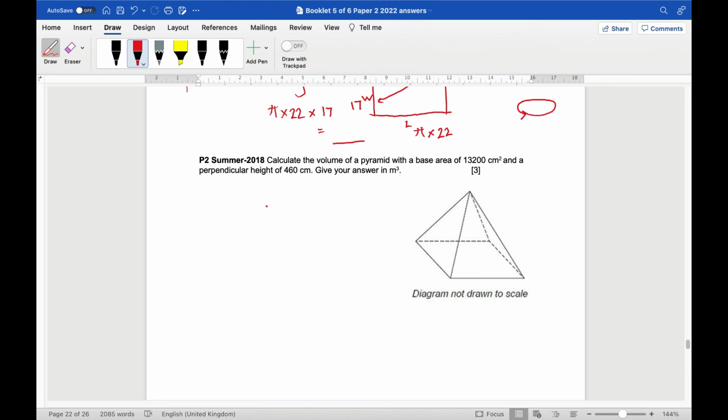We said here, for a cone or a cylinder, the volume is a third times the area of the base times the height, okay? And literally, we're told the area of the base and we're told the height.